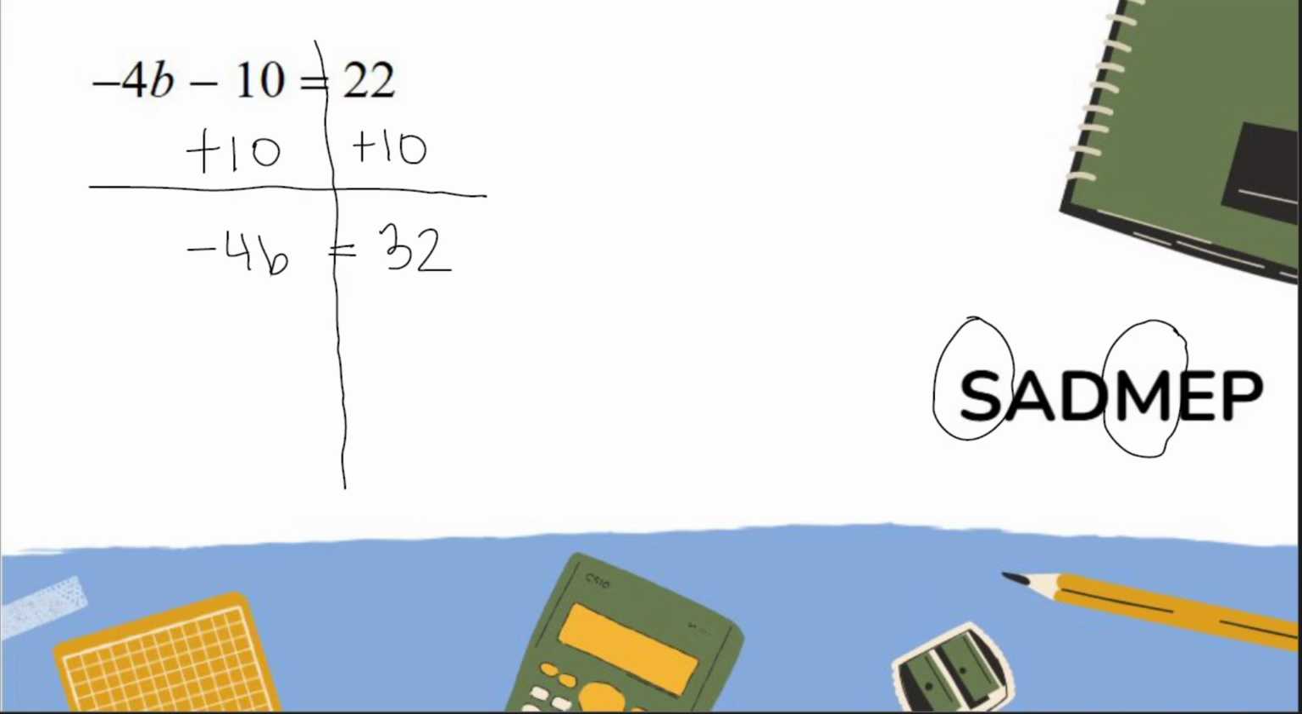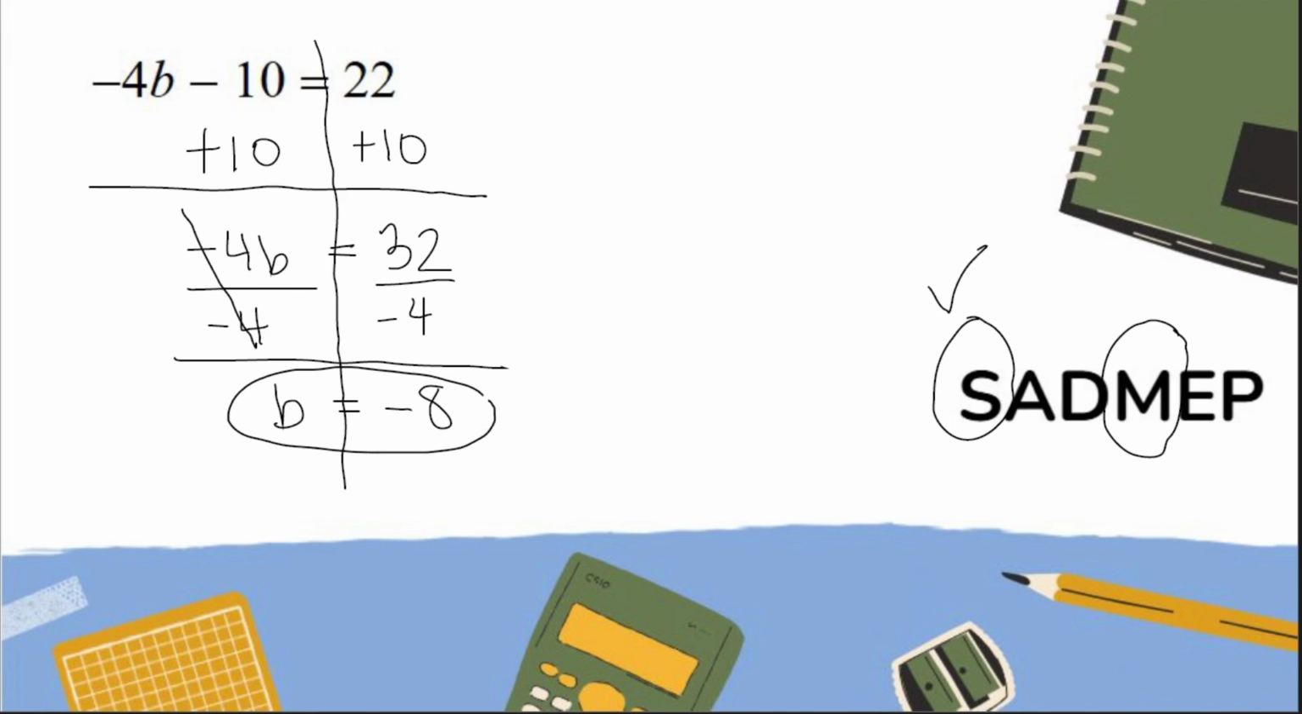Okay, I undid my subtract 10. Now I need to undo that multiply by negative 4. So I'm going to undo that times negative 4. I'm going to divide by negative 4 on both sides. And again, I'm going to show my division by doing that fraction bar and whatever I'm dividing by. So my negative 4's go away, and I'm left with b equals, I got 32 divided by negative 4, that should be negative 8. There's my answer.